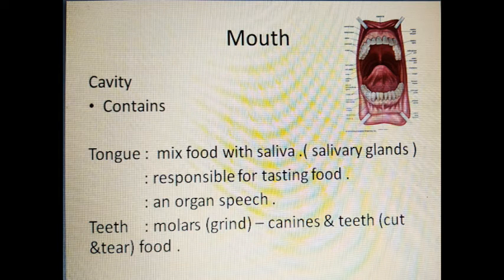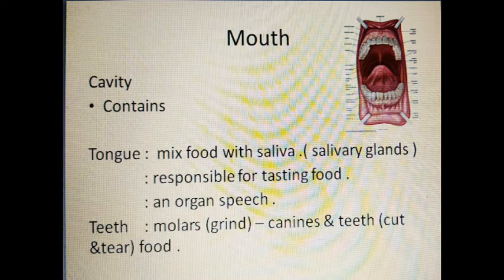Number one in the digestive canal is the mouth, and the mouth, as all of us see, is a cavity that contains, number one, the tongue that mixes food with saliva that is secreted from the salivary glands. Also the tongue is responsible for tasting food, to know if it is sweet, salty, sour. And the tongue is an organ of speech.